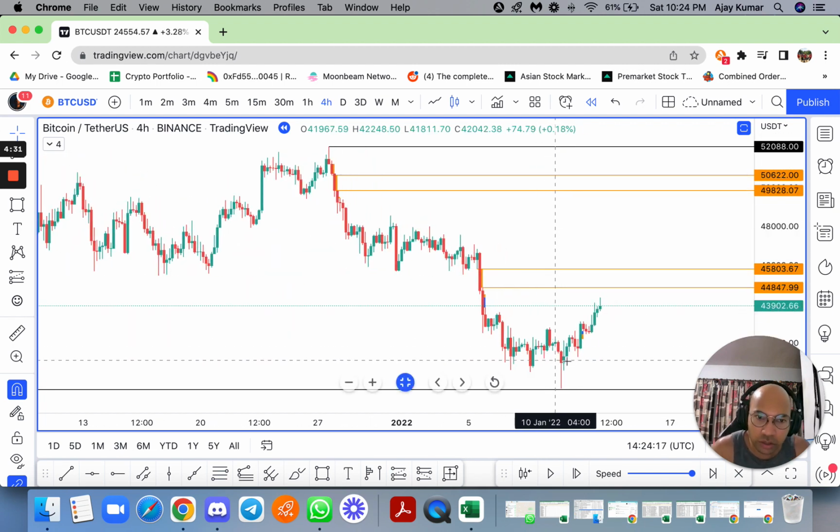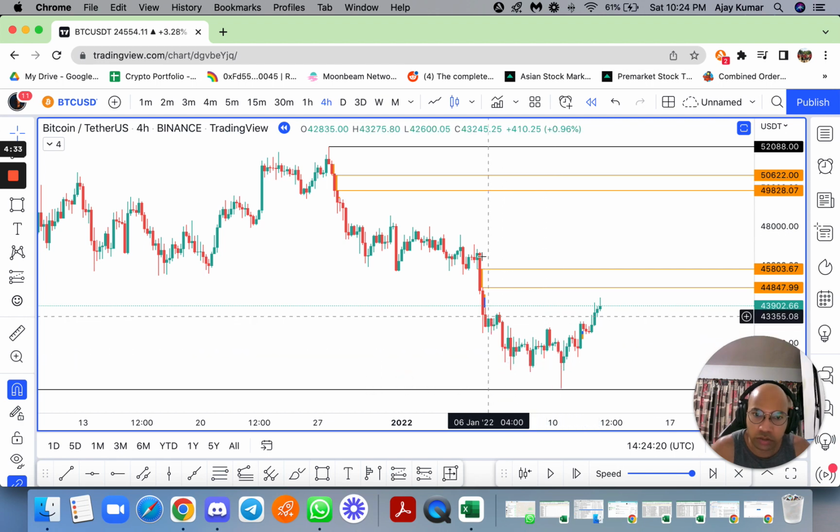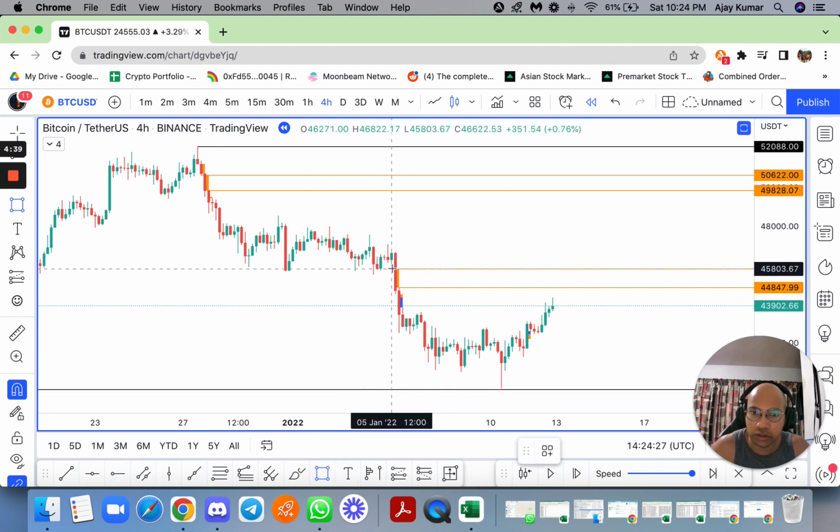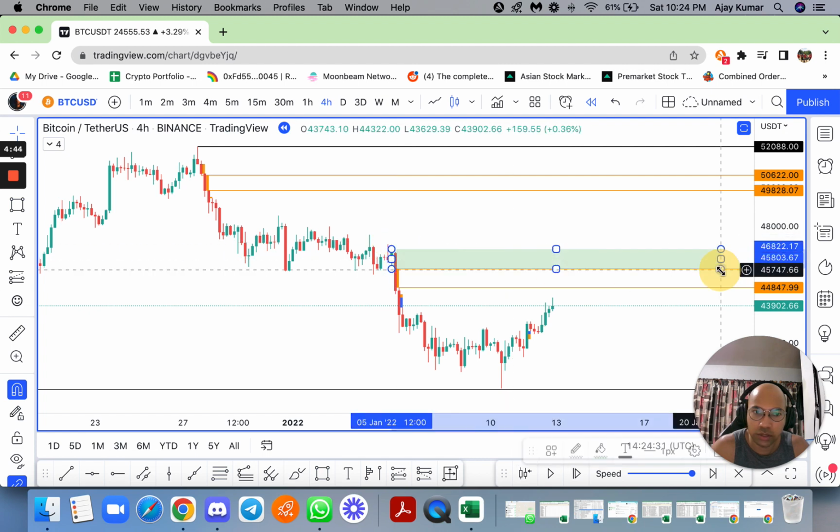Any order block? No, I won't consider this as an order block. Yeah, this order block. Let's mark it out. It's a bearish order block.